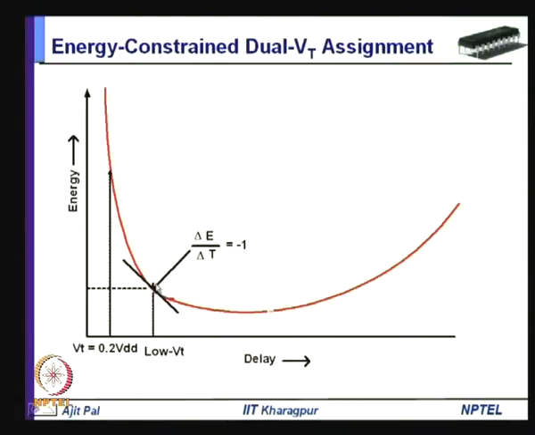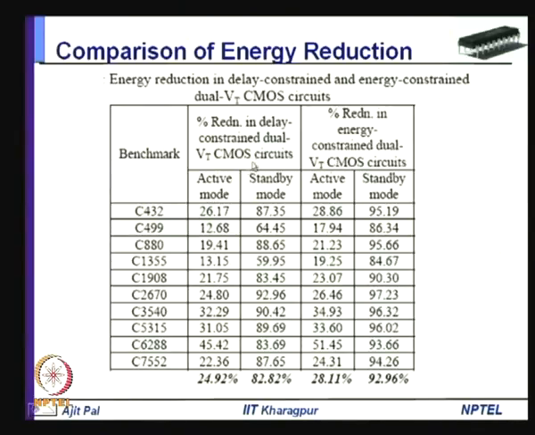This point is chosen for different circuits, and obviously this point will be different for different circuits. This point can be found out, and after this is found out, instead of considering low Vt as 0.2 VDD, you can use this voltage as the low Vt. That is the basic approach, and you can see the reduction in energy that can occur by using this energy constant dual Vt approach.